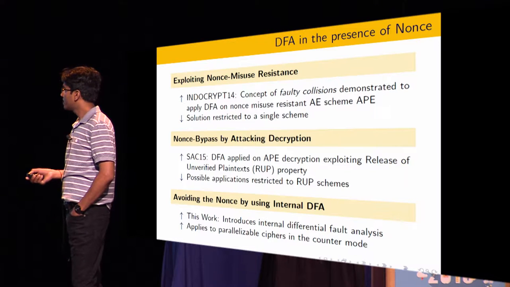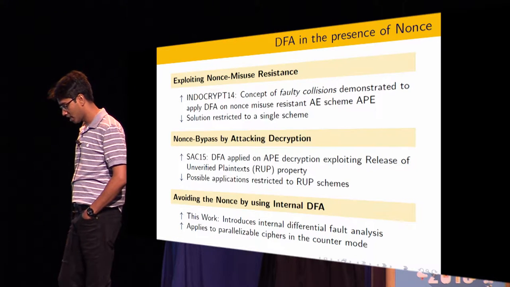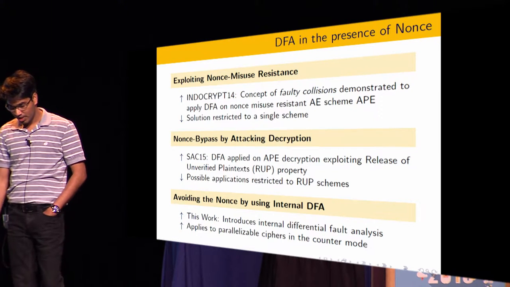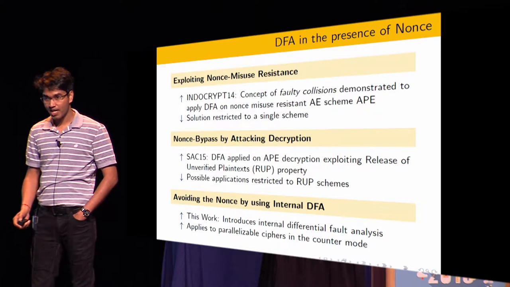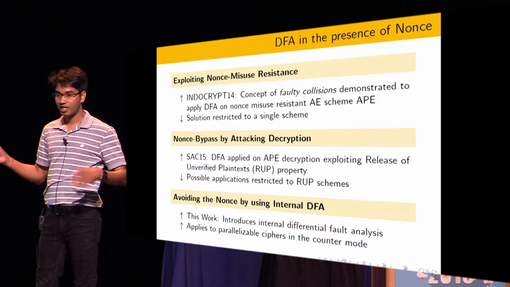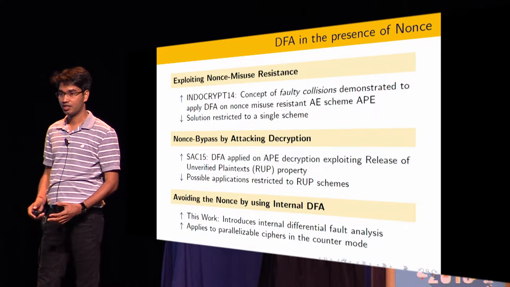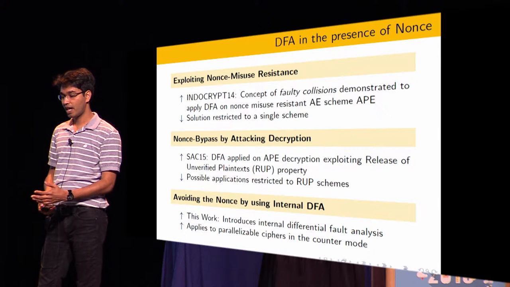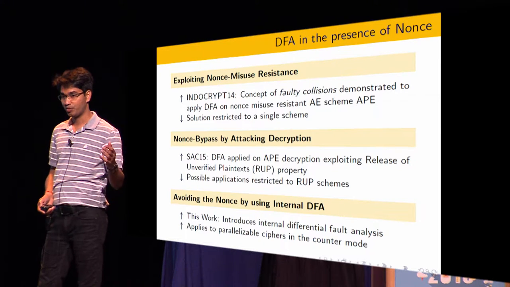The nonce bypass is another one. There are some types of authenticated encryption schemes which say that if your tag does not match at the end, meaning the ciphertext is not authenticated, when you are decrypting, you can still release your output, the faulty output.